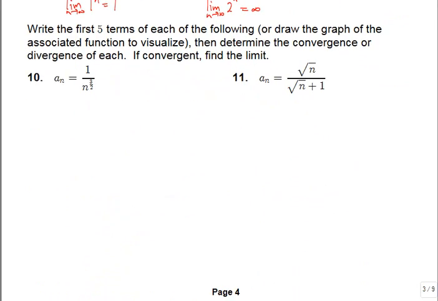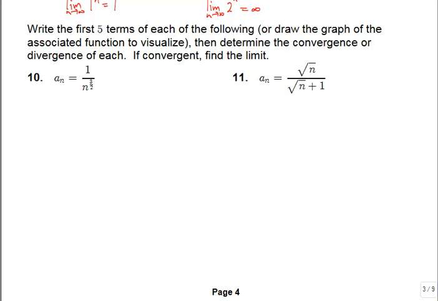Now, the next thing we want to do is write the first 5 terms of each of the following sequences. You can also draw a graph for these if you want to help you visualize what's going on. And then we're going to determine the convergence or divergence of each. If it is convergent, we want to find the limit.